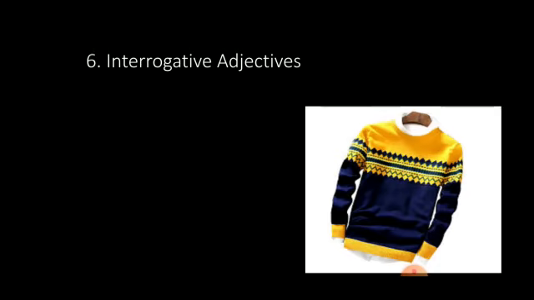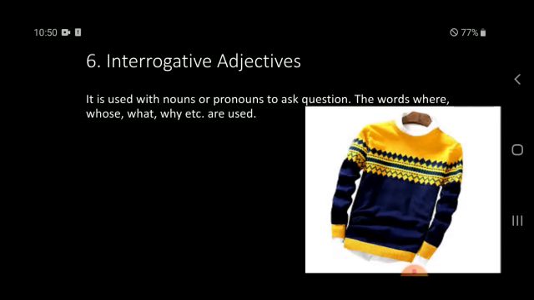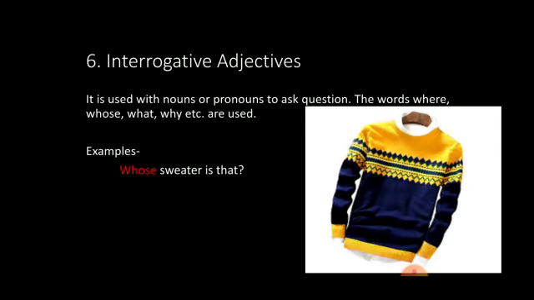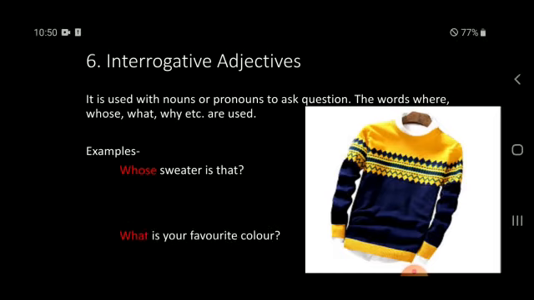The last one we have is interrogative adjectives. Interrogative adjectives are used with nouns or pronouns to ask a question. Remember this, students? The words where, whose, what, why, etc. are used. Let me give an example. Whose sweater is that? The word whose asks a question to somebody, and whose is the interrogative adjective.